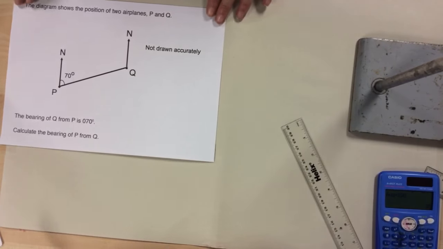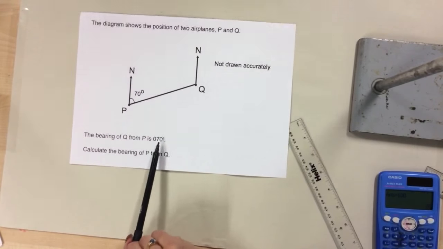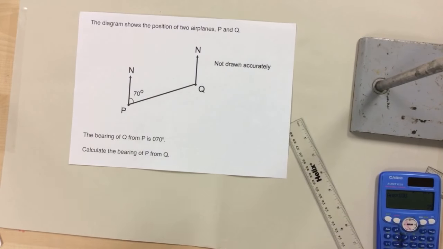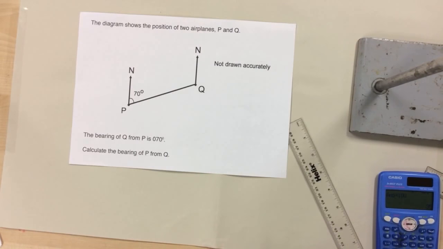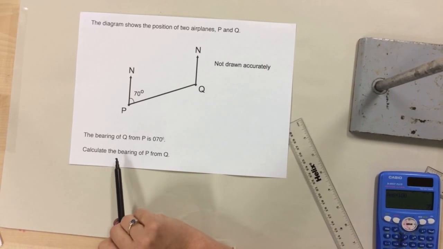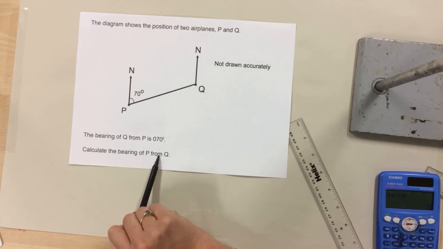070. So please remember that a bearing has to be 3 digits. So if you have to measure an angle that only becomes 2 digits, like 70, you do need to put that 0 in front of it. Calculate the bearing of P from Q.